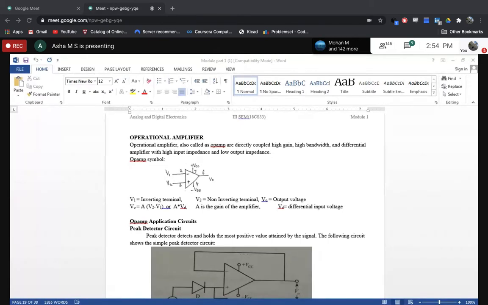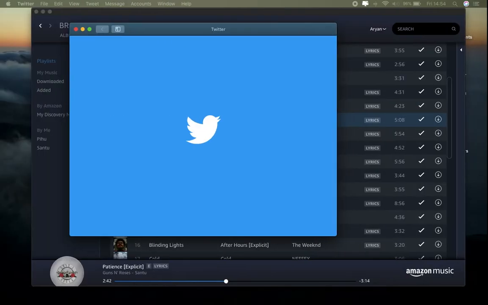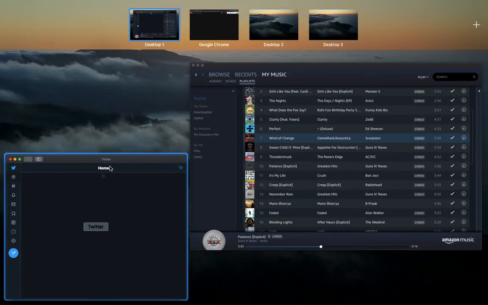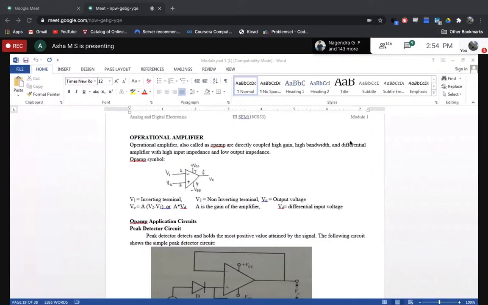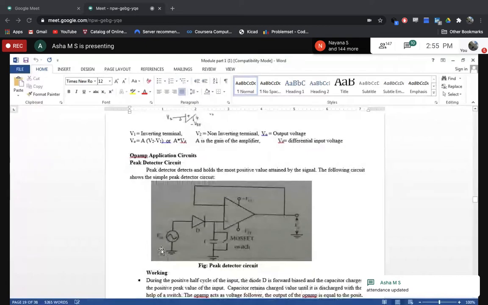Coming to the applications of this one, for your syllabus you have around 7 to 8 applications. The first application is the peak detector circuit. So what exactly is this peak detector circuit?